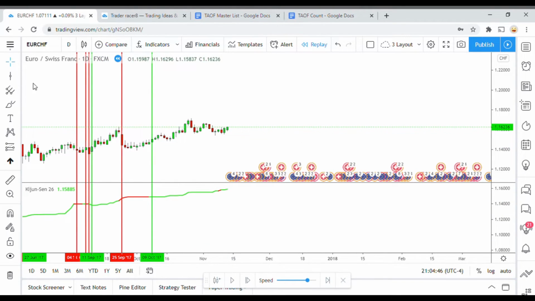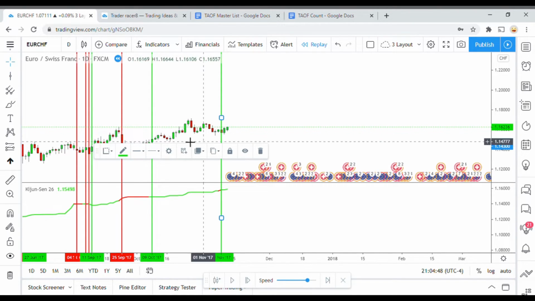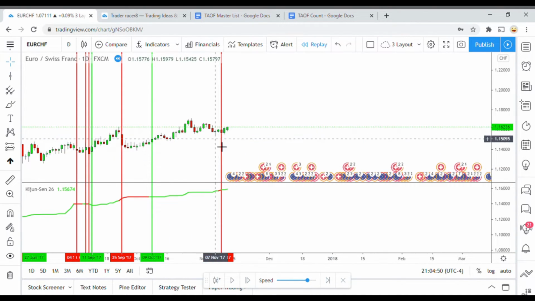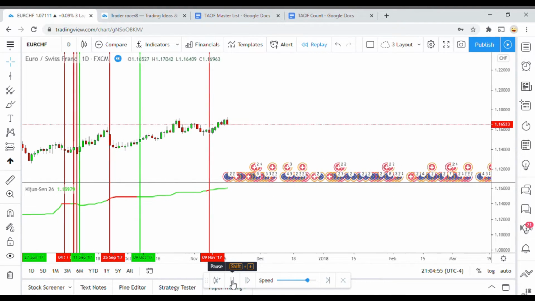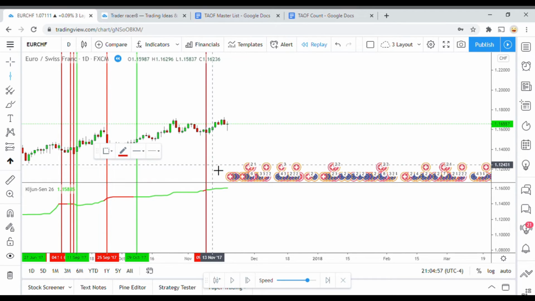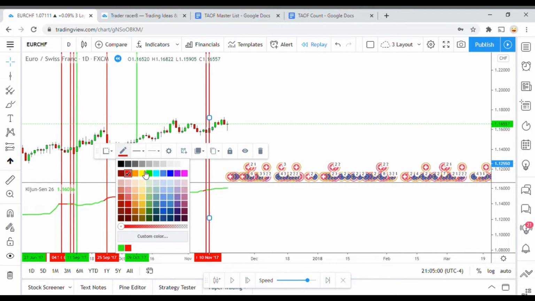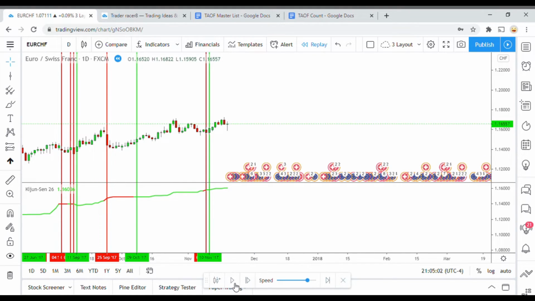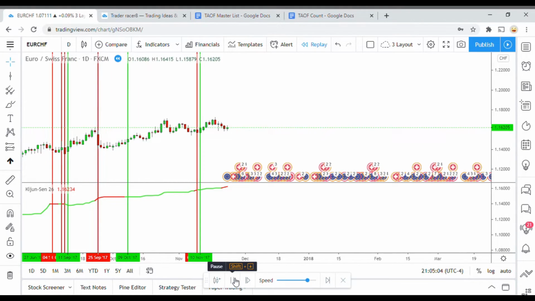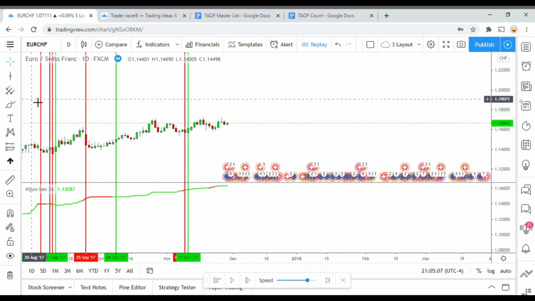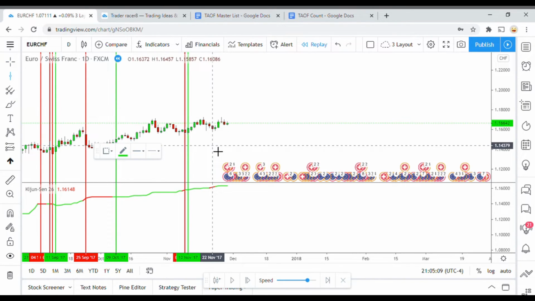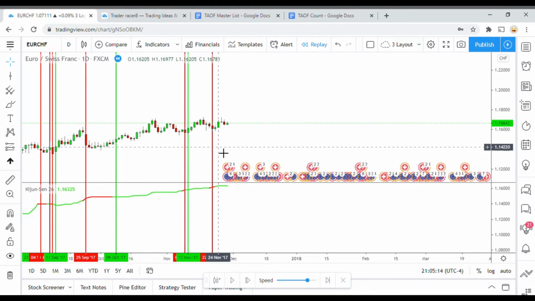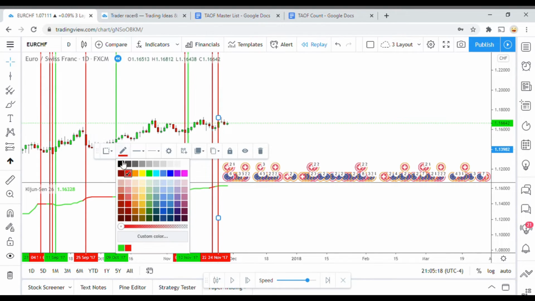Plugging along here. Oh, flipped out a short signal for just a moment. And then gave us a long. Let's see what that long does. It gets us to take profit. Getting close to the end of the year now. There we go. It's throwing these split second shorts at us again.